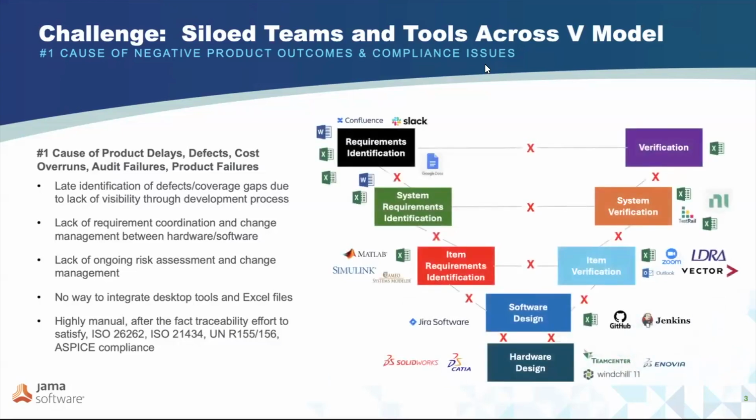It's siloed teams and tools across the system engineering V model. And we really find that these things are the number one cause of negative product outcomes. You know them, you're probably intimately familiar with them. It's lack of identification of defects, missed requirements, or lack of coordination. A lot of manual steps to connect things, like maybe requirements that live in one tool and your system testing that lives in a different tool. And a lot of this can be highly manual, which is really a tough thing when you have to satisfy some of the industry regulations that a lot of our customers work with.